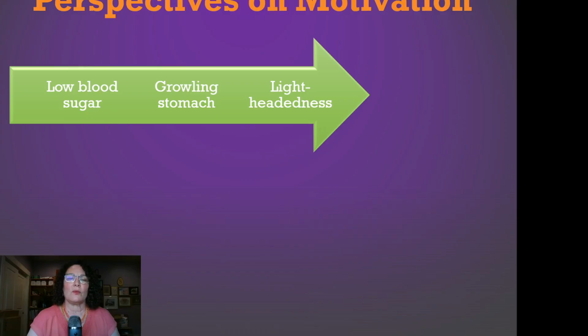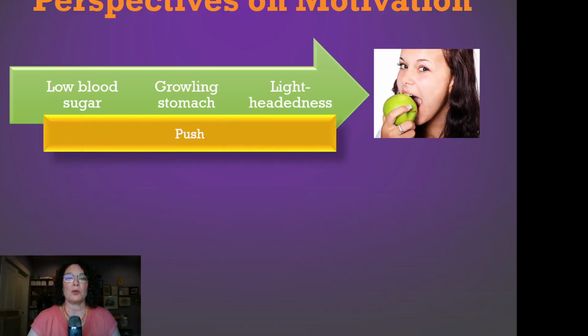So one perspective on motivation is that, let's talk about hunger, that you will be pushed towards eating by things like low blood sugar or your growling stomach or feeling a little lightheaded or something like that. That'll push you to seek out food.